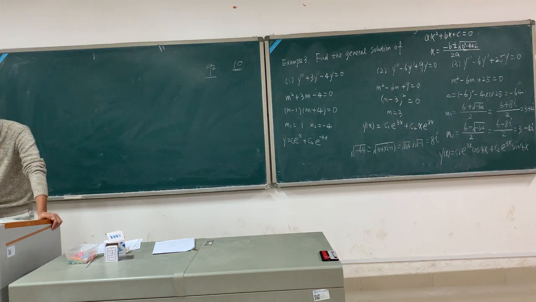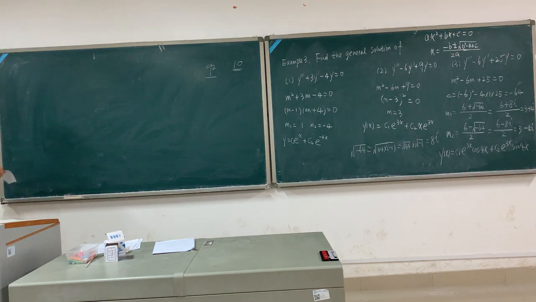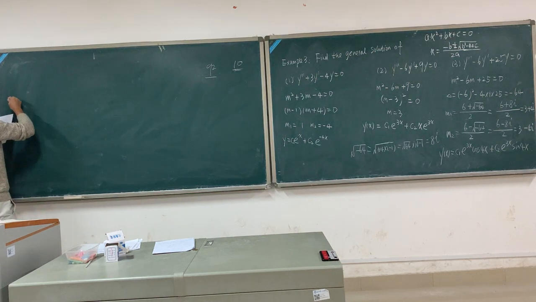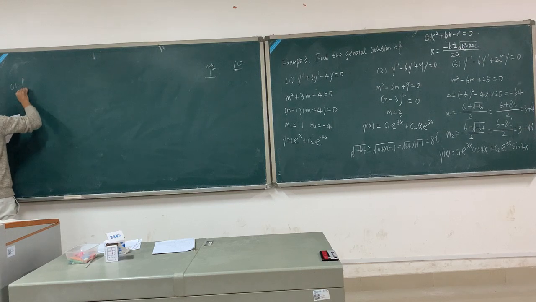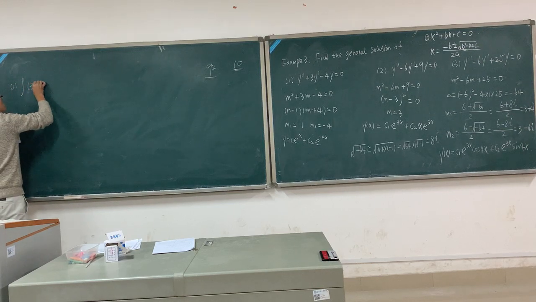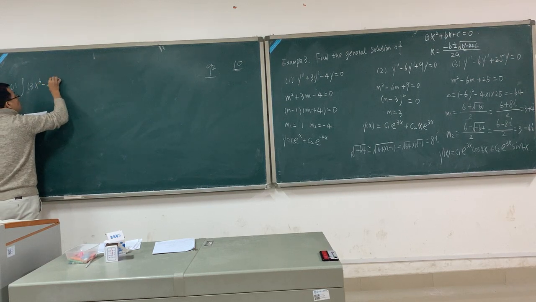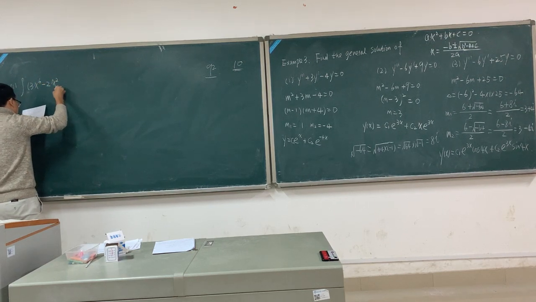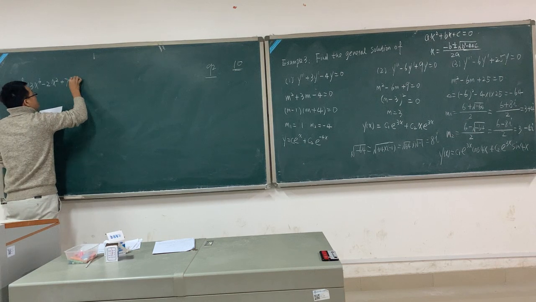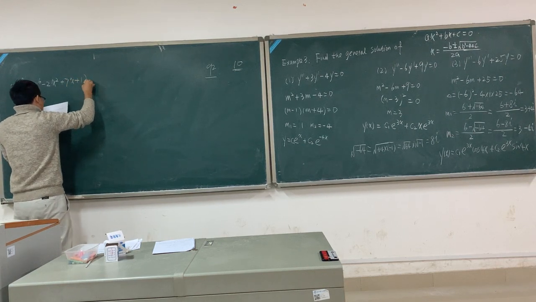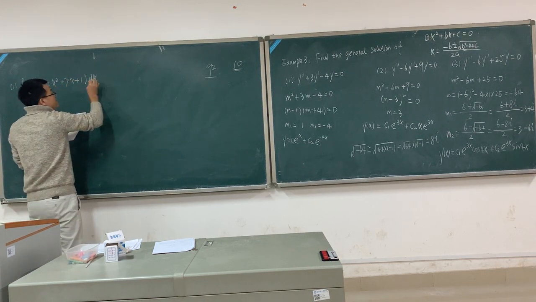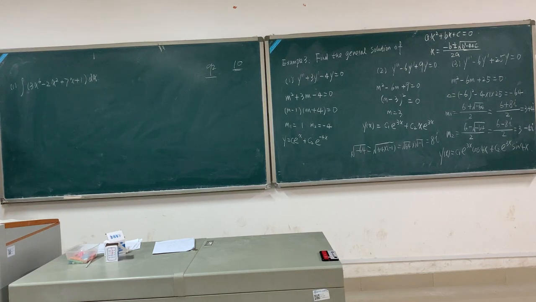So now we see the exam problems. The first problem is the antiderivative of 3x to the 6th power minus 2x squared plus 7x plus 1 dx. Find the antiderivative of this function. So here equal to what?